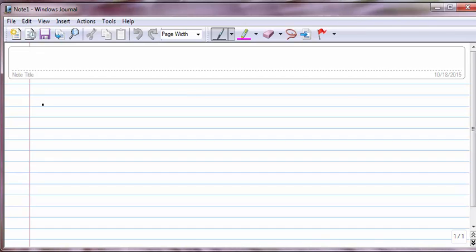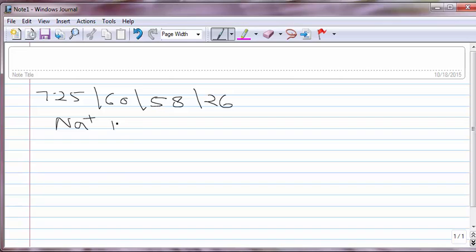If pH is 7.25 and PCO2 is 60, PO2 of 58 and bicarb of 26. What's the sodium? Sodium is 140 and chloride is 105. So first step is anion gap.